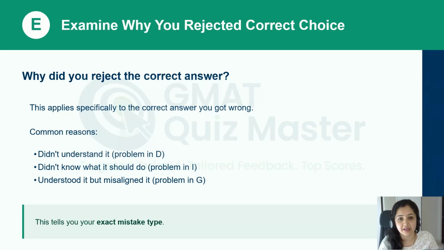E stands for Examine why you rejected the correct answer choice. So, this is specifically about the correct answer choice, the one that you rejected. Now, you need to understand why you rejected this answer choice. Did you not understand it? Did you not know what meaning the correct answer choice should convey? Or did you not align the choice with what the correct answer choice needs to convey? This will help you understand why you rejected the correct answer choice.